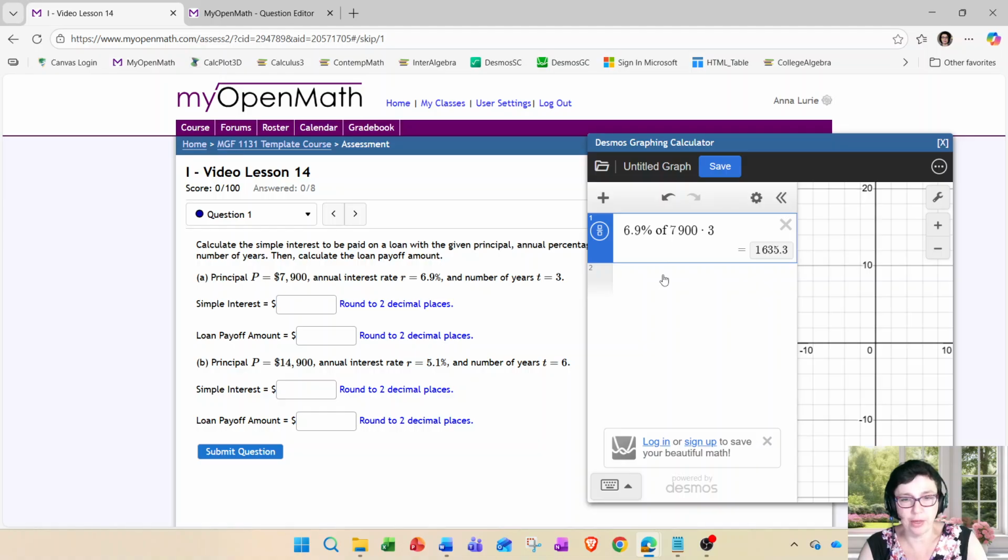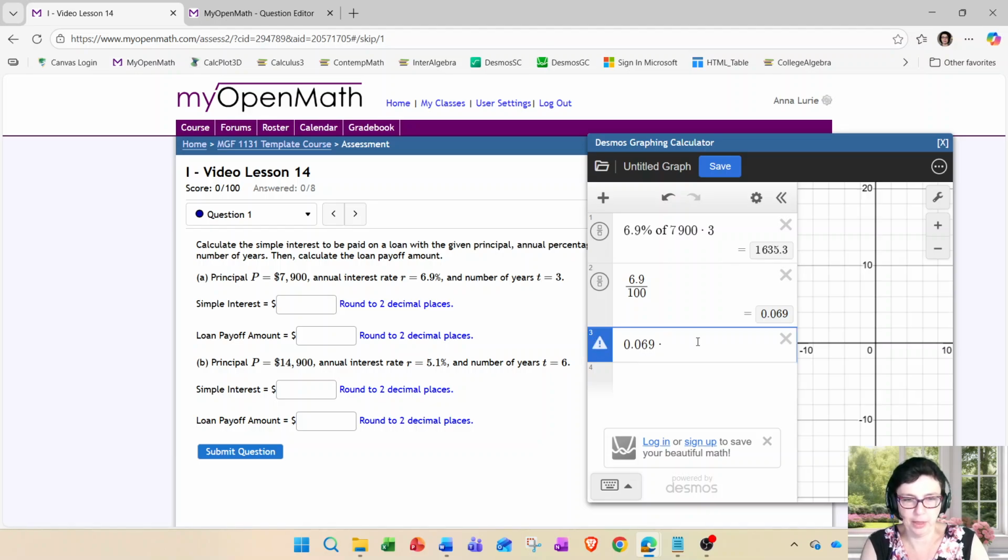Now that you know how to compute it with this trick, maybe you should also start getting used to converting the percents to decimals, because we're going to need that later. So how do you do that? Well, 6.9%, in order to convert it to a decimal, you would divide it by 100. Okay, so this is really the same thing as taking 0.069, multiplying that by 7,900 and multiplying that by 3. As you can see, this expression and this expression really give you the same exact answer. All right, so for now, we're just going to do it this way or that way, however you want.